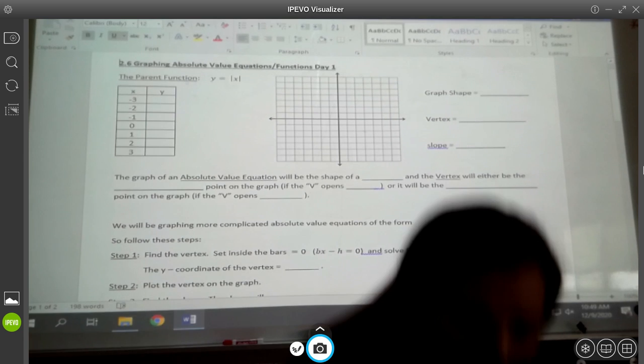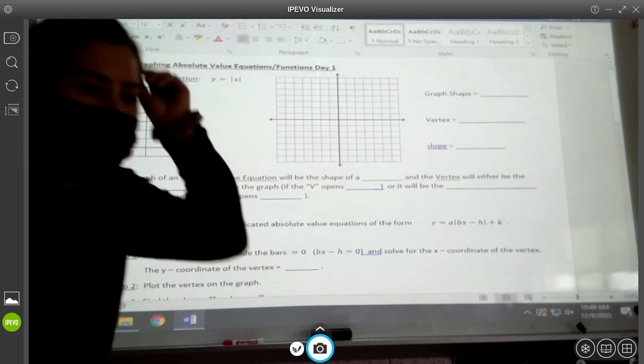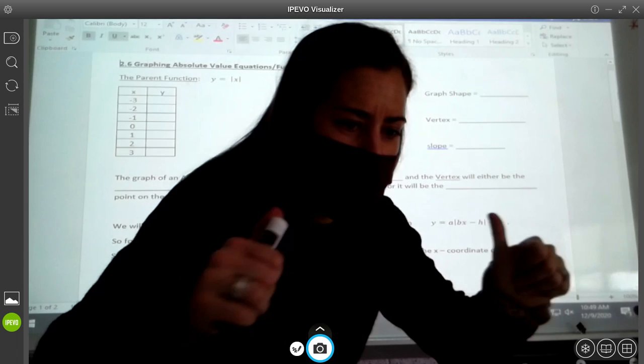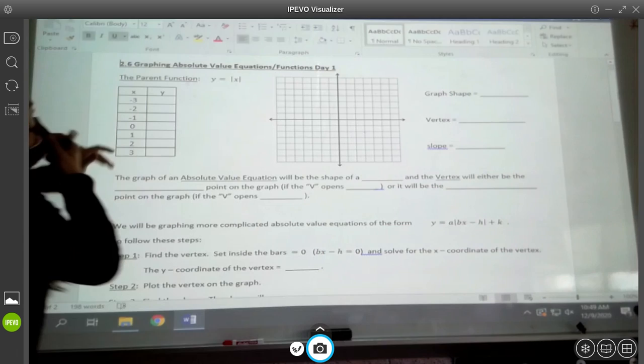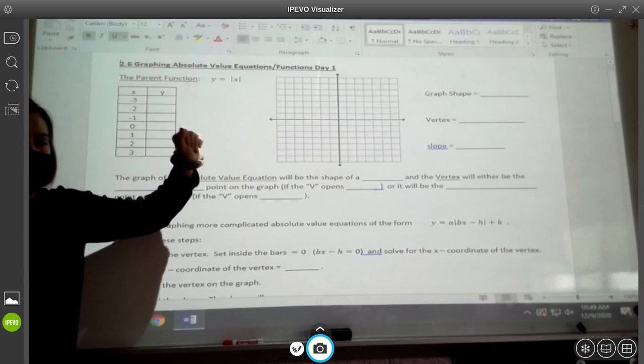Okay. All right, here we go. So, guys at home, everybody can hear me and see the board okay? We're all good? Okay, so we are graphing absolute value equations.